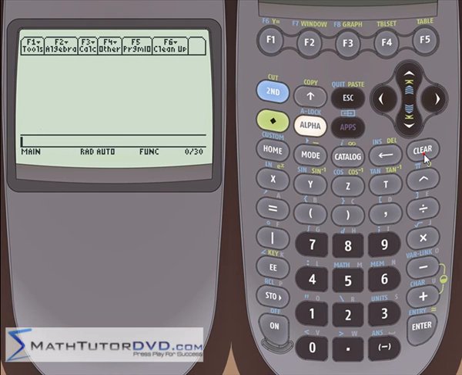Now, most of the time, you're not going to be just putting fractions into this calculator to see how they are reduced, but you might add or subtract fractions quite a bit.